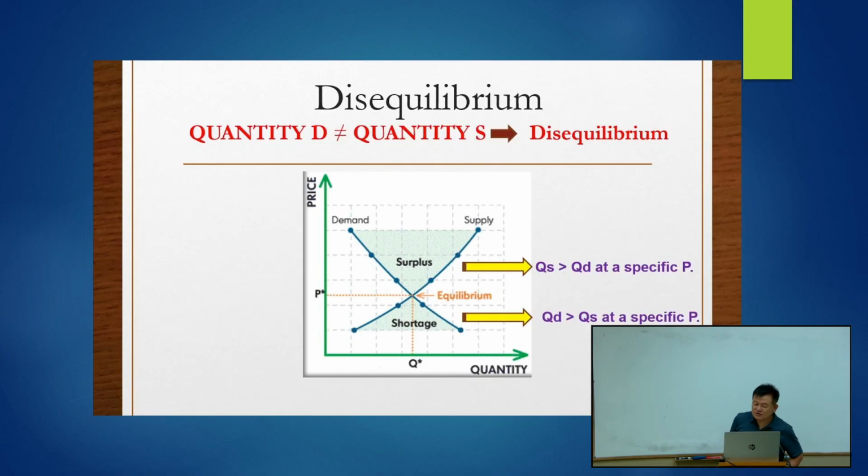This one is disequilibrium. What is the meaning of disequilibrium? Quantity demanded and quantity supplied are exactly different. This is disequilibrium.